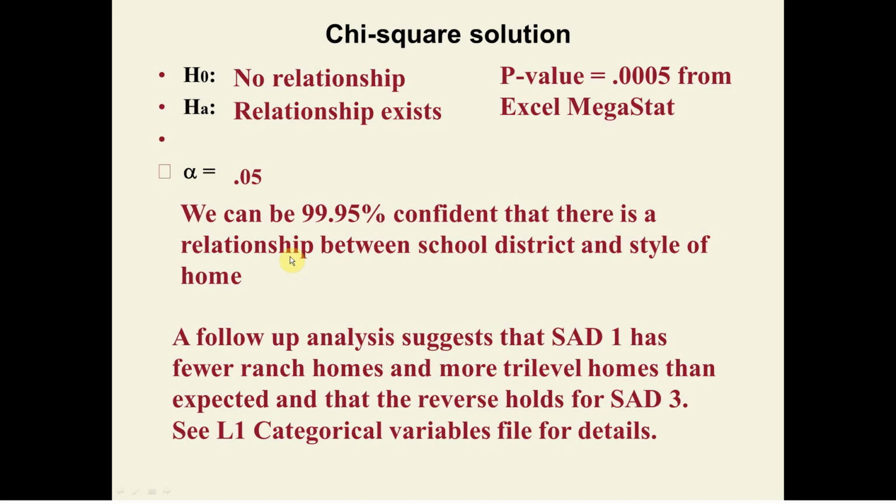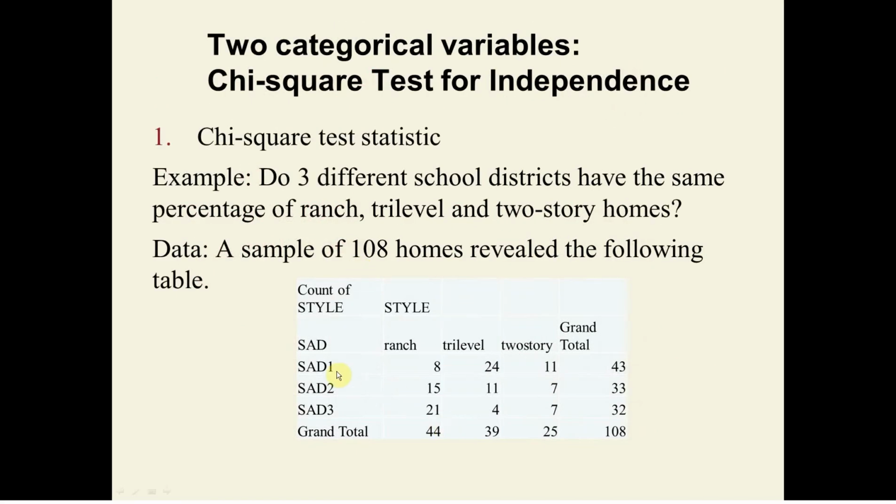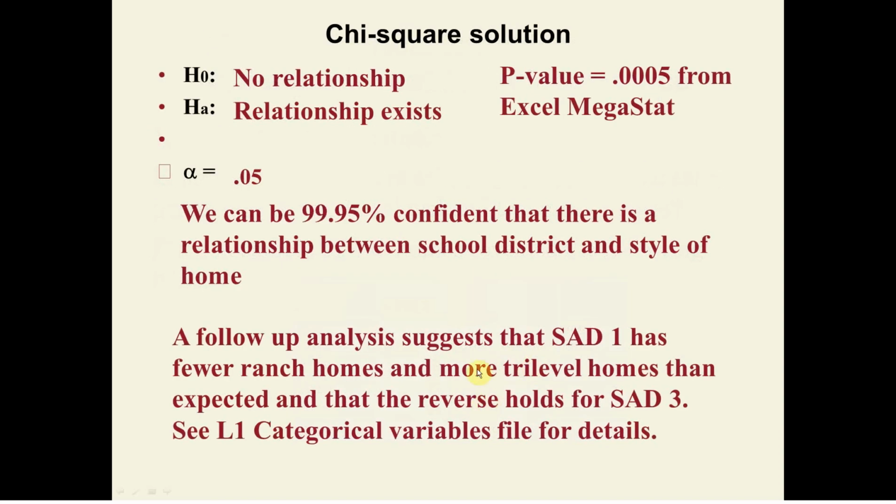So the interesting thing that we might want to find out is, if there is a relationship, then something must be influencing that. Like, what is the thing? That means that there are school districts that have higher percentages of ranch, tri-level, or two-story. There are school districts that have lower ranch, tri-level, and two-story. Well, which ones are those? So we can find those by doing a more careful investigation. You can see in this case that a follow-up analysis suggests that school district 1 has fewer ranch homes and more tri-level homes than expected, and the reverse holds for school district 3.